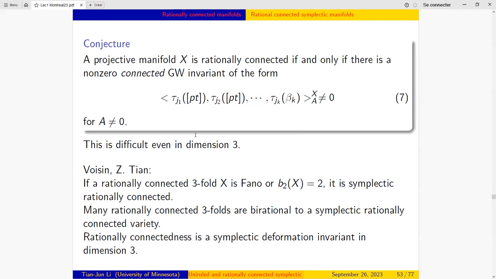Okay, regarding whether a projective manifold is rationally connected, there are results in dimension 3 and dimension 4. So here are just some results in dimension 3. They're all very nice, but all the results haven't really confirmed this conjecture in dimension. And for Fano threefolds or with small B2. So they use some detailed geometric properties of threefolds. Okay.